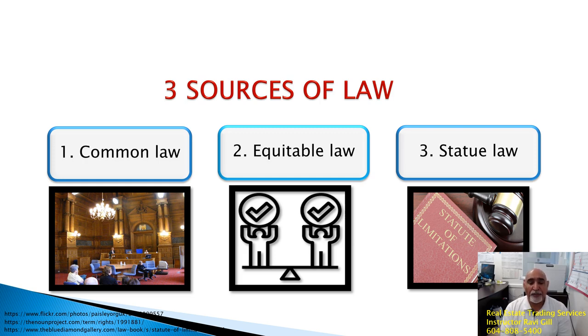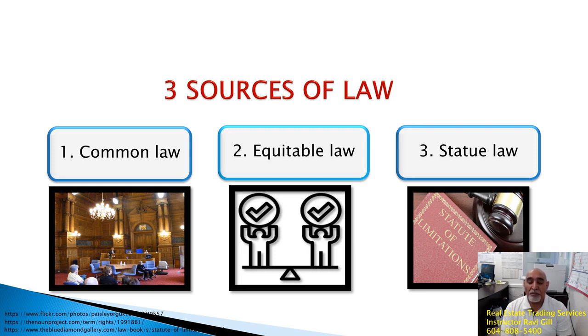Equitable law, which was developed because of this problem with the common law of only having one remedy, was developed by the kings and the queens a couple of hundred years ago. So equitable law is number two. And because common law was very rigid and only had one remedy, statute law was developed by governments. So statute law is government-made law.